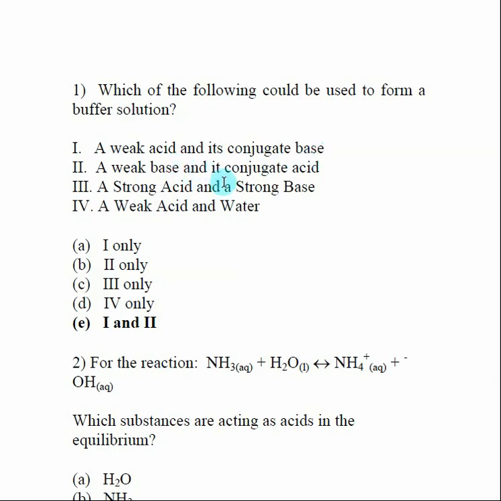We don't talk about it so much, but you can use a weak base and a conjugate acid. So if you see, we have the base, we have the acid. Because they're weak, they're in equilibrium with each other. Strong acid and strong base does not make a buffer solution, mainly because there's no equilibrium. There's no going back and forth. Remember, with a strong acid and a strong base, we go all the way to the right. And the same thing here with a weak acid and water. Water is not particularly basic, so this will not create a buffer solution. So for question one, the answer is 1 and 2, or answer E in the multiple choice.